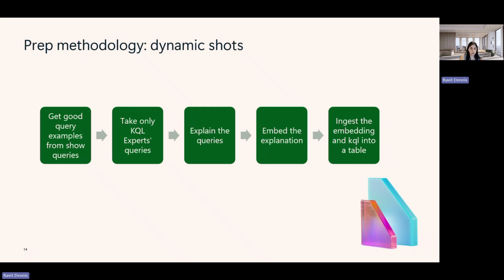And I'd like to explain these queries so that the LLM would understand what they are doing and when to use them. And then I'm going to do something called embedding, which essentially takes the explanation and translates it into something that LLM can understand and use later. And then I'd like to take all of that and ingest it into a KQL table so that the LLM will be able to use it whenever it needs to. So now I'd like to show you how I take all of that and I just do it with a single prompt. I just do all these steps with just a single prompt.